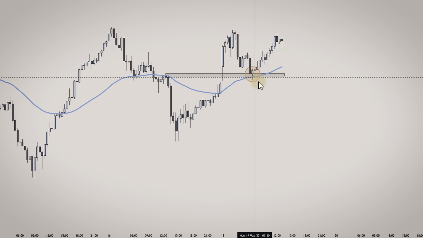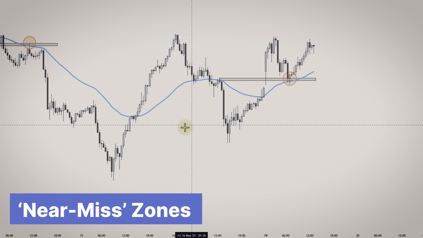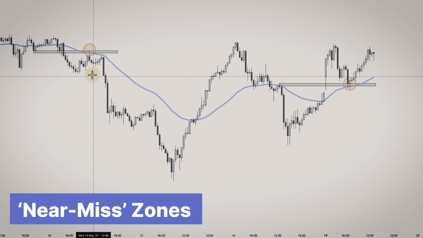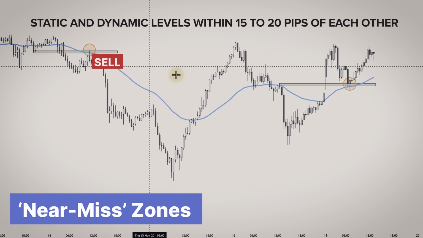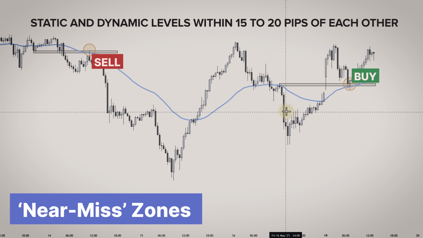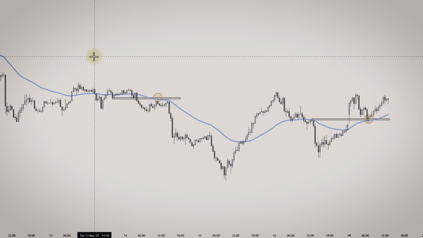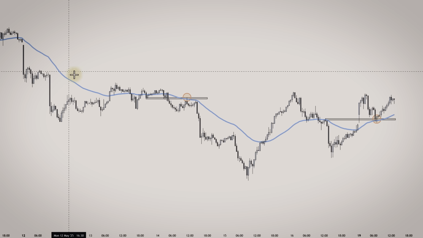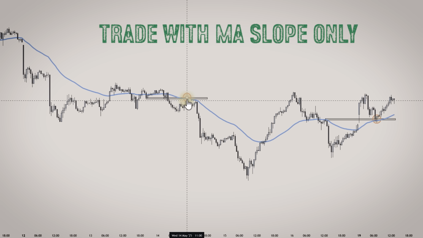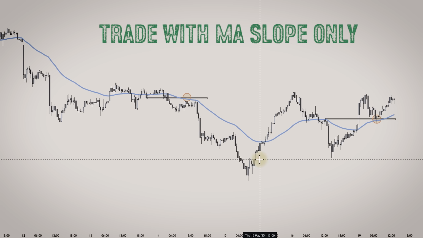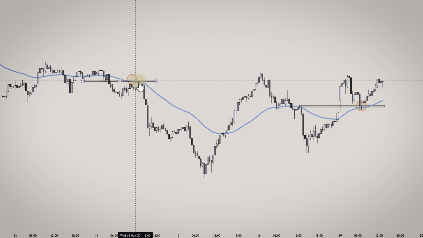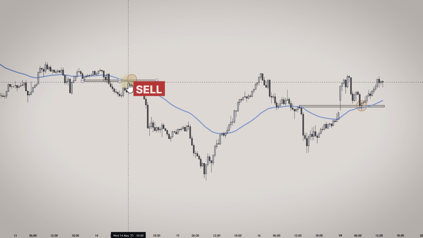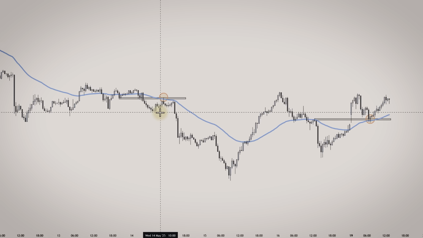But you don't need perfect alignment to make money. Near-miss zones work beautifully too. If your static level and moving average are within 5 to 10 pips of each other, you still have a tradable confluence zone. Here's the key rule for direction. You only trade bounces in the direction of your moving average slope. If the line is angled up, you only look for buy opportunities at confluence support. If it's angled down, you only look for sell opportunities at confluence resistance.